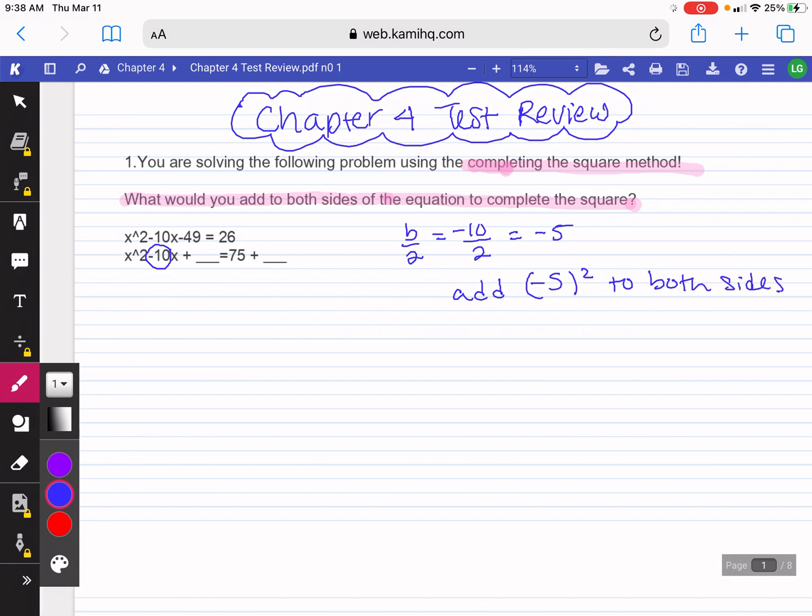So when you do that, that's completing the square. So here in this blank, I would put a negative 5 squared, and in this blank, I would put a negative 5 squared. And that would be the answer to complete the square.